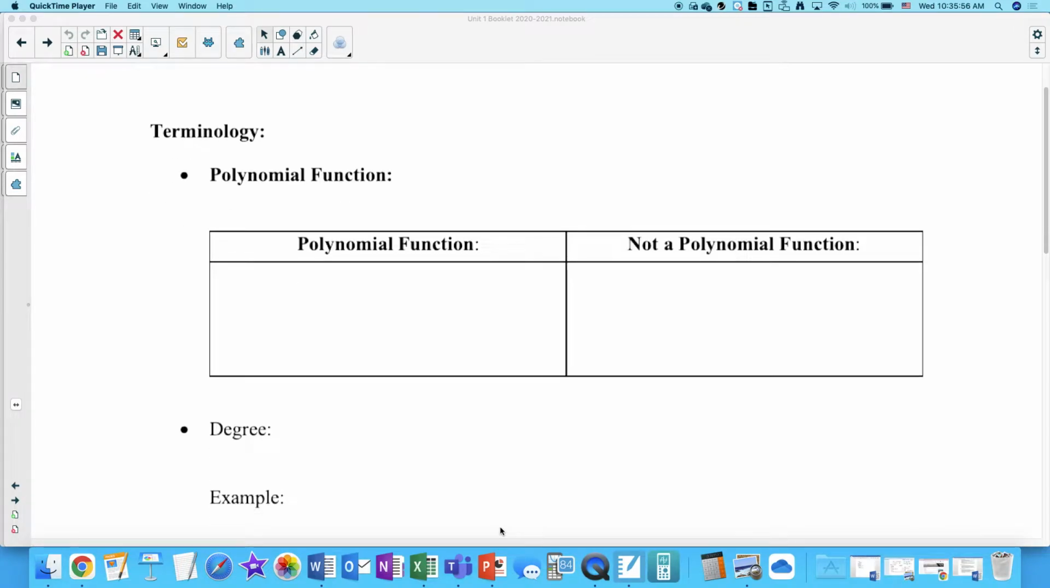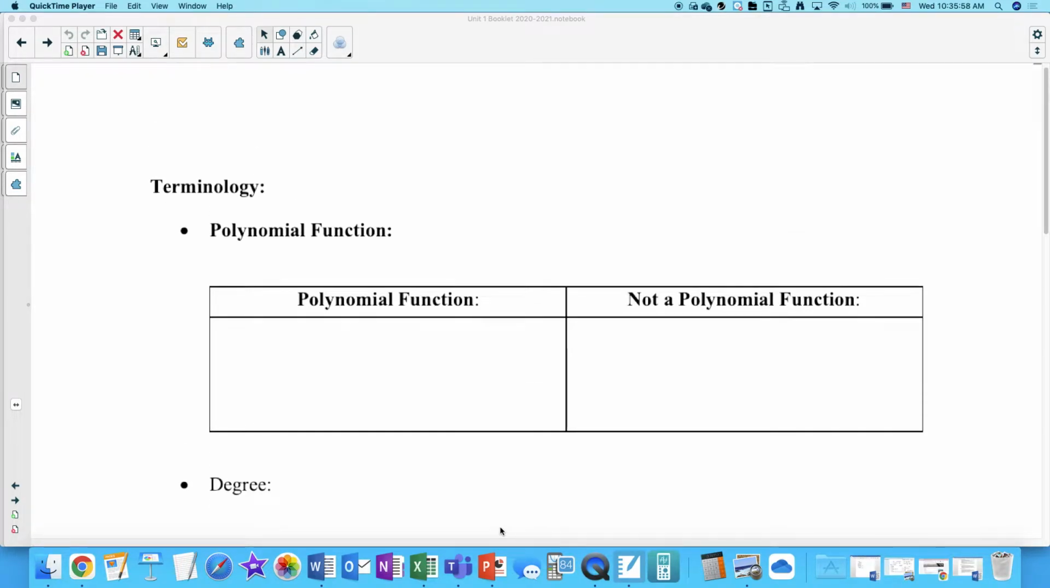All right. So I'd like to start with some definitions. You guys have seen these words before. You've seen the word polynomial, but I know that sometimes it's hard to remember, especially if it's been a while. So I just want to review that. Our first outcome in this course is going to look at polynomial functions. So we should know what they mean.